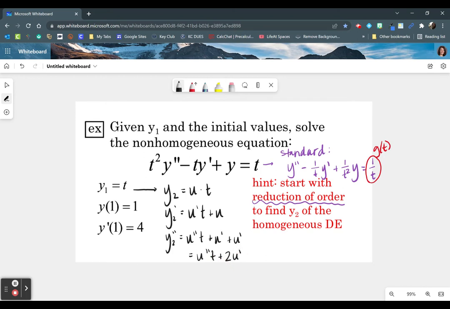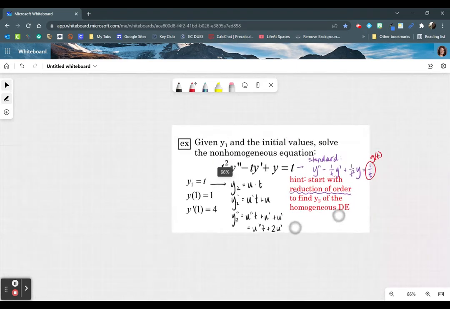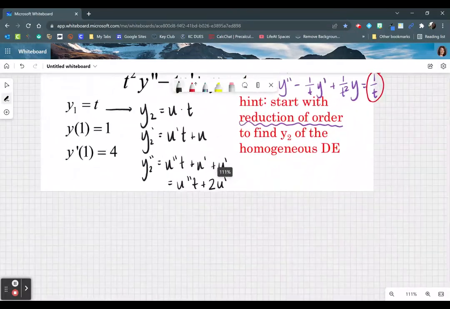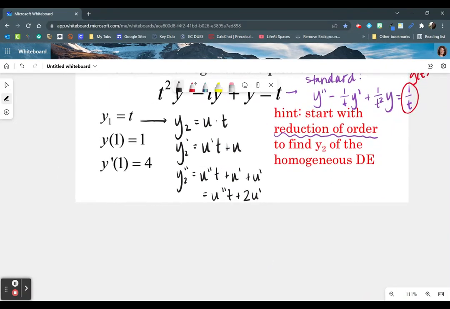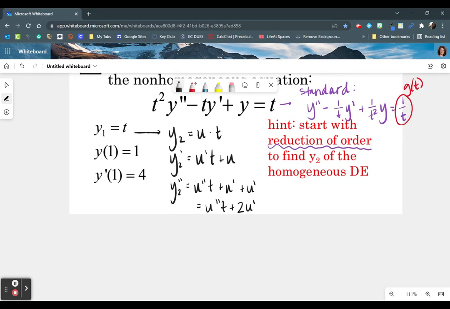Okay, so there's our first and second derivatives, and then we take this with reduction of order, and we plug everything in. Our goal is to figure out what u as a function is. Okay, so we are going to plug this back in. Here I have my standard form up here, and it really doesn't matter for this what we plug it into. So we can plug it into the original, and I kind of prefer that over having to work with fractions over here. So I'm going to plug it into the original.